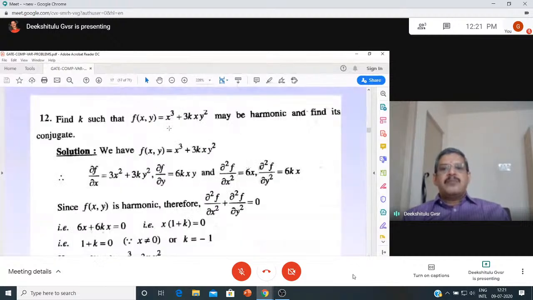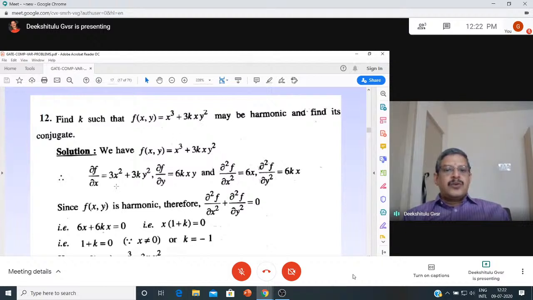Find k such that this is harmonic, and find its conjugate. Both the things are asked. Harmonic means the Laplace equation: ∂²f/∂x² plus ∂²f/∂y² must be 0. Find ∂f/∂x. Find k such that, okay.